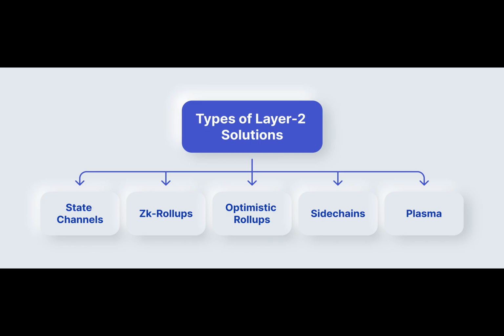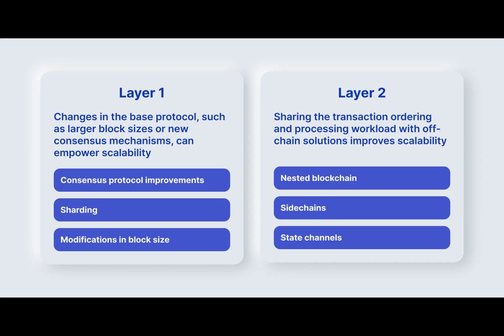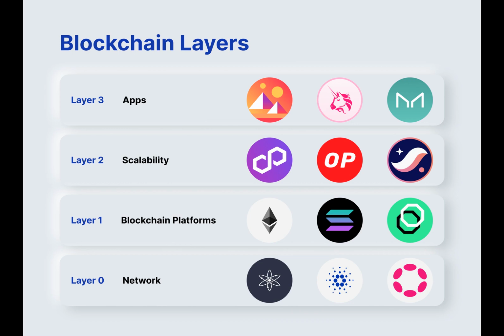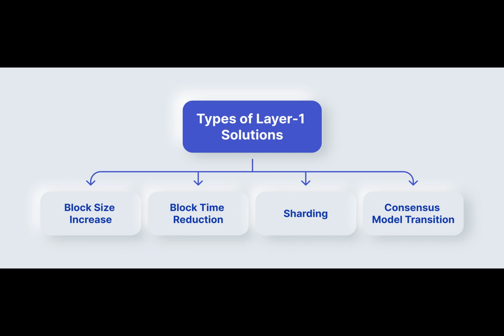Different layer 2 scaling solutions serve specific niches. State channels are optimal for transactions that require speed and frequent interactions. Sidechains introduce the flexibility of customized consensus mechanisms suitable for scenarios that demand unique governance models. Plasma excels in applications with high volume transactions, ensuring efficiency without overwhelming the main chain. Roll-ups, both zero knowledge and optimistic, address computational constraints, enhancing scalability and decreasing load on layer 1 networks.